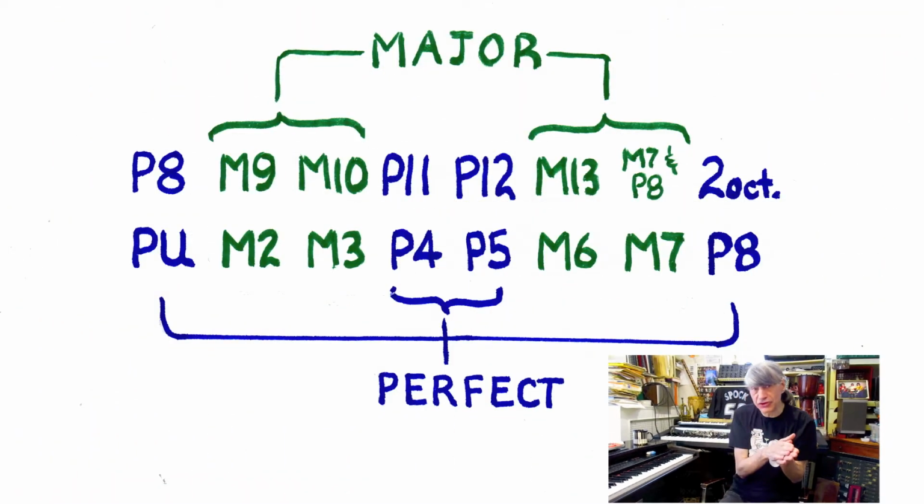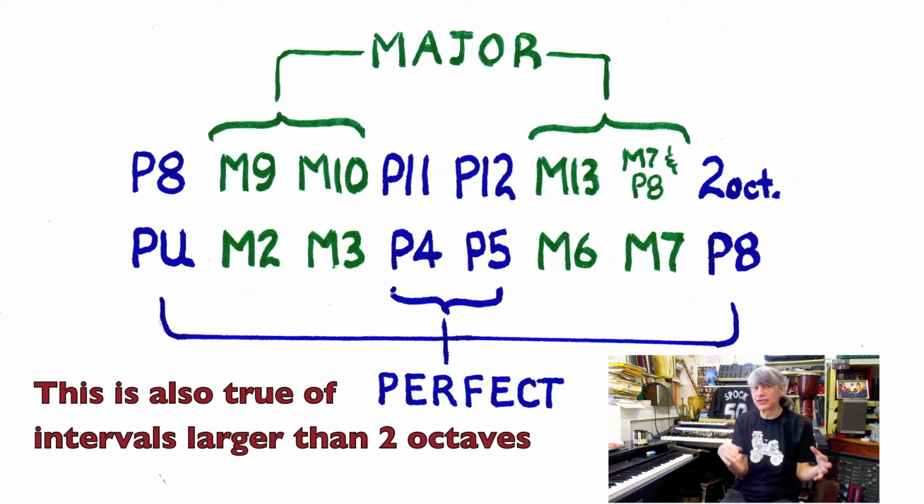And compound intervals have the same quality as do their smaller counterparts. So within the octave, we have the perfect unison, the perfect fourth, the perfect fifth, and the perfect octave, and all the other ones are major. So the same thing happens with the larger intervals. The 11th is perfect, the 12th is perfect, the double octave is perfect, and then all the other ones, the 9th, the 10th, the 13th, and the major 7th plus an octave, they're all major. And if they're one semitone too small because of a chromatic variation, then they become minor.